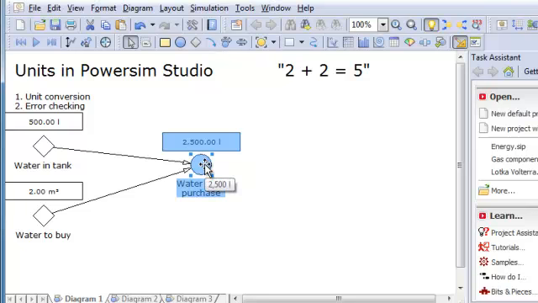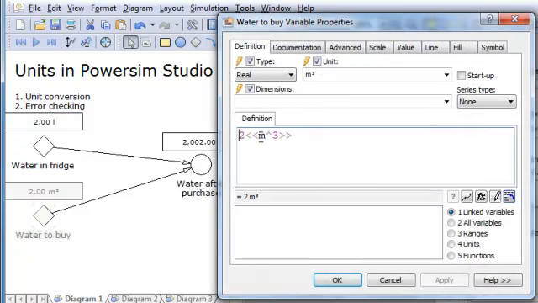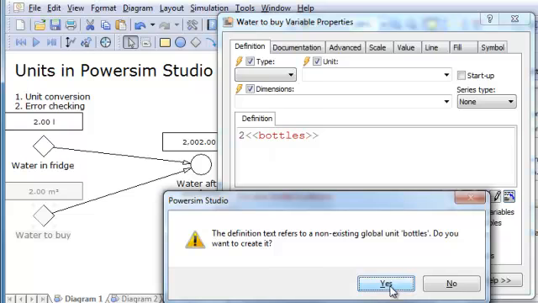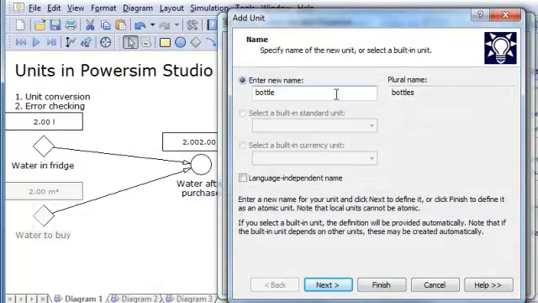Very simple. Let's change these values. Let's say this is water in fridge. I have 2 liters and I want to buy 2, not cubic meters, that's too much in the fridge. I want to buy 2 bottles. Then do I want to create this? Yes. 1 bottle, several bottles.